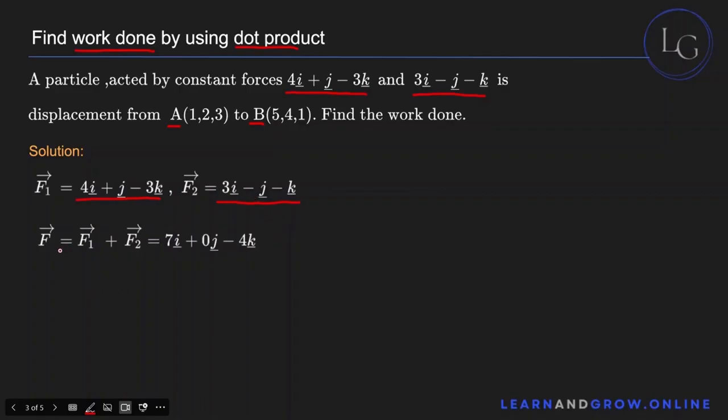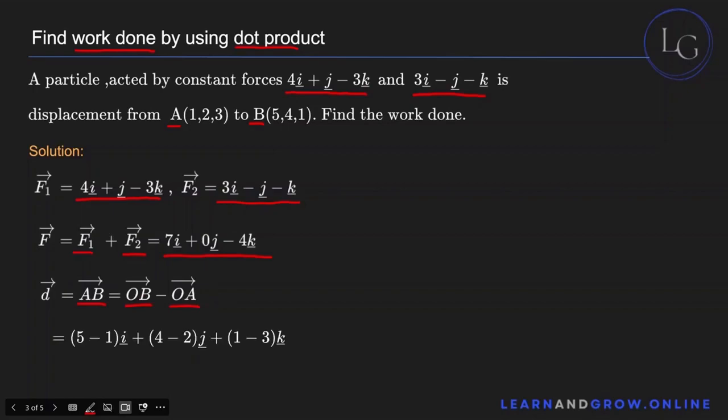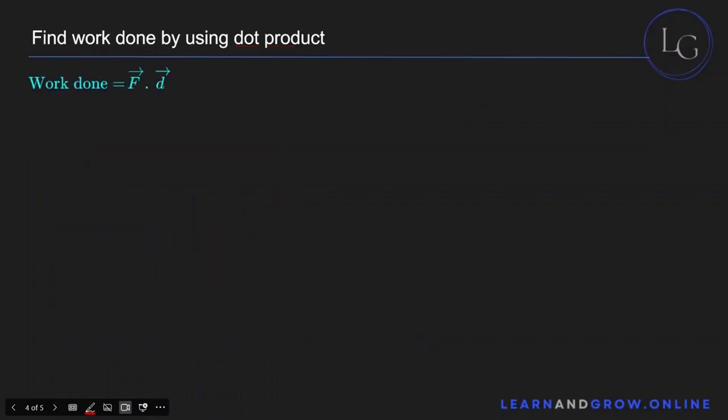So the total force acting on the particle is the sum of F1 and F2, obviously, and that gives you this. Really simple, right? Now, the displacement is A to B, so AB is equal to OB minus OA. OB is the position vector of B, and OA is the position vector of A. Once you do that, you get this. So the work done is equal to F dot D, and once you do that, you find that this is the answer. So 36 newtons is the work done by the particle.